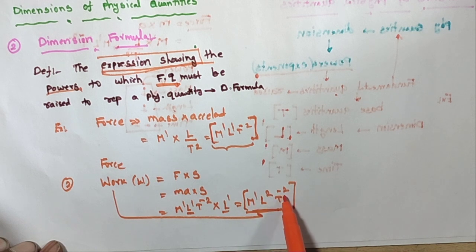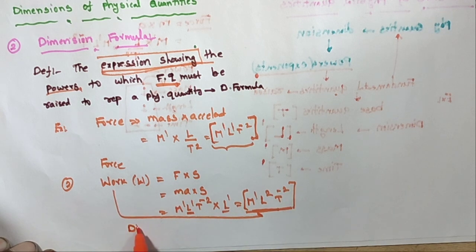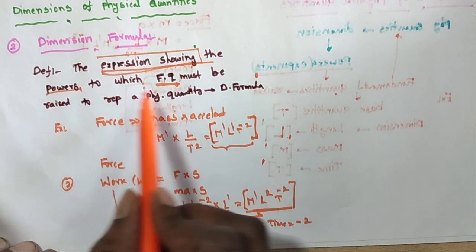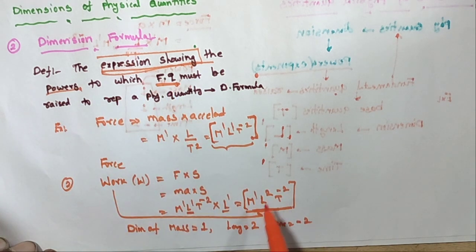What are the dimensions? The dimension of mass is equal to 1. The dimension of length is equal to 2. The dimension of time is equal to minus 2. So what is the meaning of the dimensional formula? It is an expression showing the powers to which the fundamental quantities are raised. This formula is called dimensional formula.